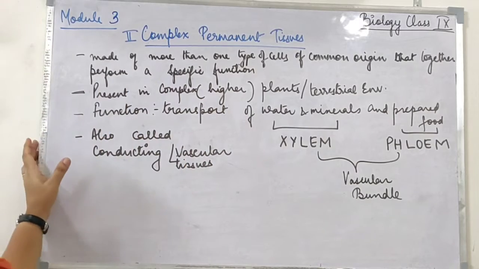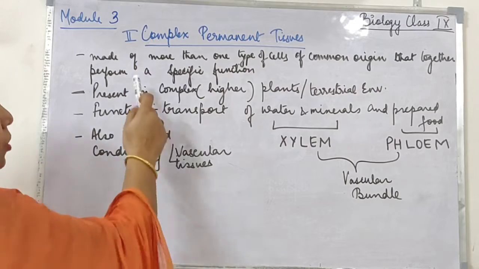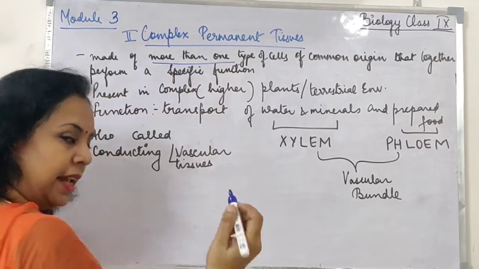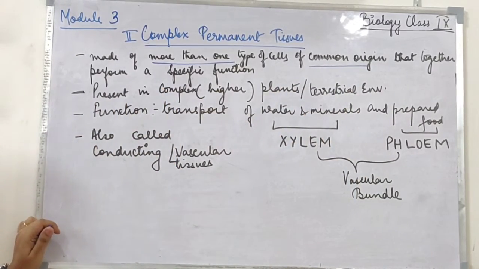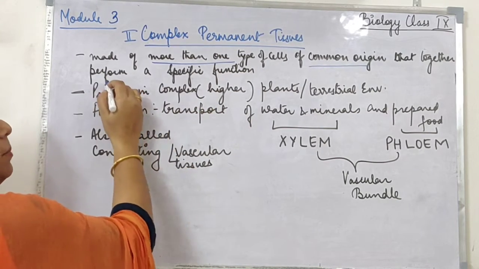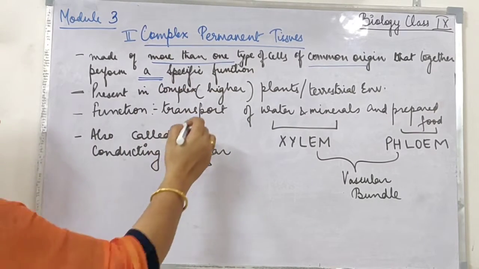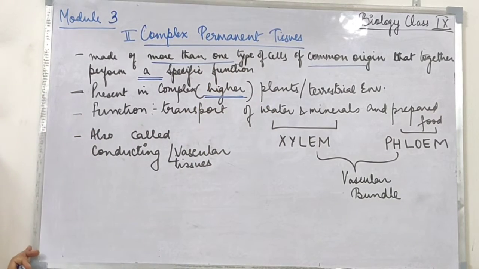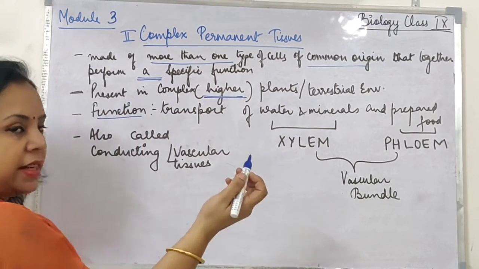Now let us try to understand more about them. As we know, complex tissues are made up of more than one type of cells. They have a common origin, they start from similar type of cells, and together they form a team to perform one specific function. As I told you, they are present in higher plants, the plants that need to survive in terrestrial environment. Why do they need this type of tissue?